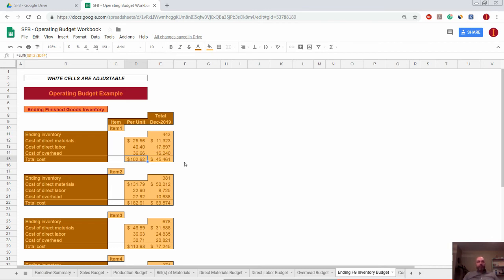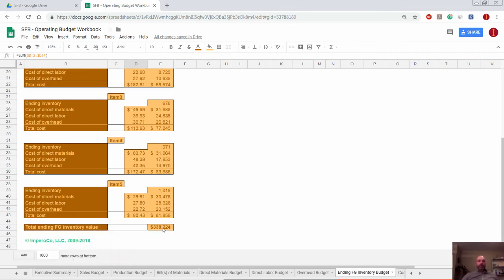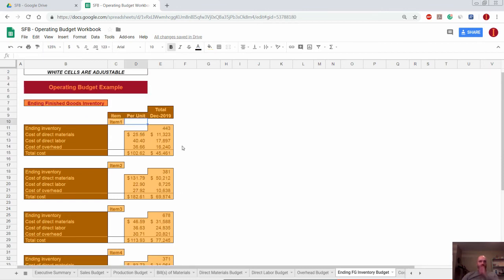At the end of the year, we plan to have 443 units of item 1. The value of those units will be $102.62, giving us an ending inventory valuation for item 1 of $45,461. As usual, this gets done for every single item, and here's our ending finished good inventory for all items: 338,224. This will calculate out automatically, of course, based off of what you entered on these previous budgets.